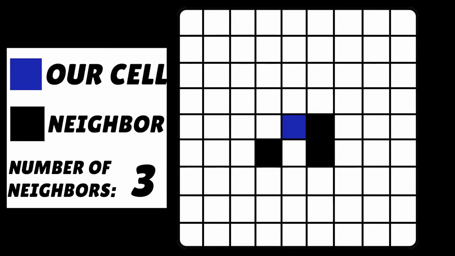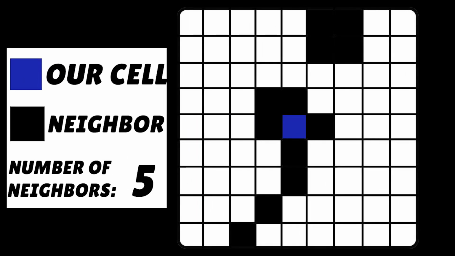It was time to implement the rules. I had to check the number of neighbors. If I knew the number of neighbors, I could easily implement every rule, because every rule is based on the number of neighbors the cell has.